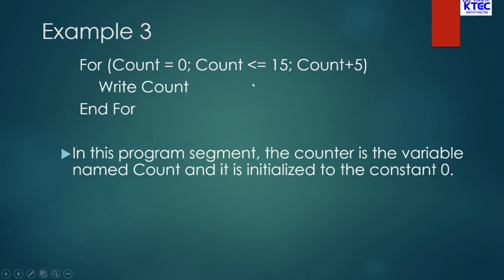Then 5 is added to 5, making it 10. 10 is less than or equal to 15. 5 is still added to 10, making it 15. 15 is less than or equal to 15. So it stops there, it doesn't exceed 15. So it ends there and displays 0, 5, 10, 15, and that ends the program.